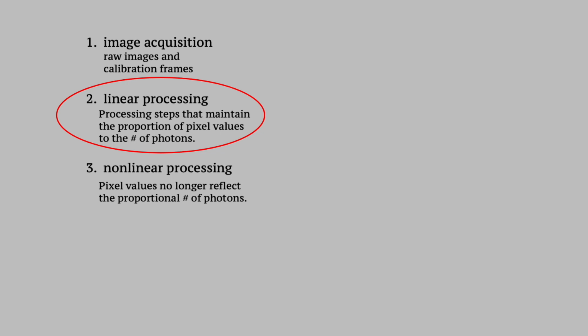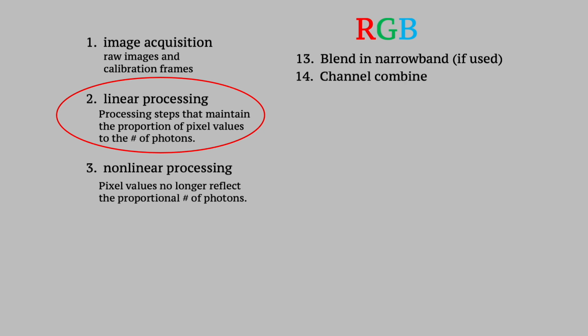We're going to go back to linear processing, and now we're going to address the RGB image that we have. And we actually don't have an RGB image. We have separate red, green, and blue. And if we've used hydrogen alpha and O3, we need to blend those in. Again, hydrogen alpha goes into the red, and O3 goes into the green. Then we use channel combine.